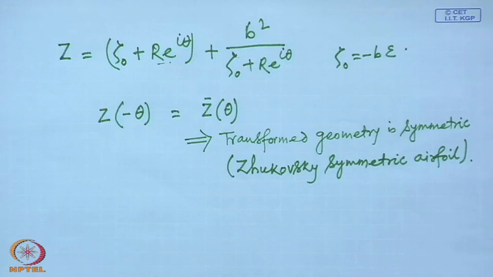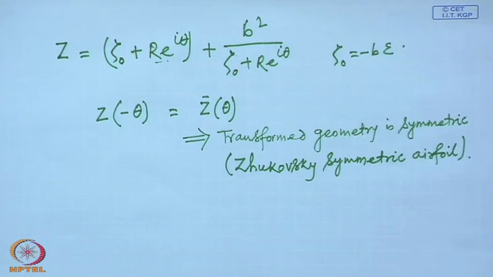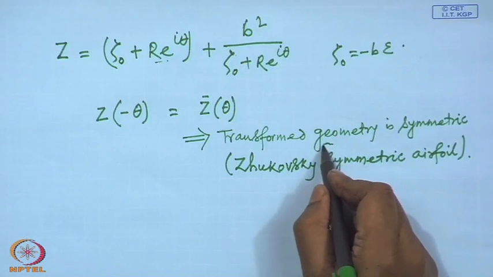See, this also you can very easily see from the approximate relation x equal to 2 b cos theta, y equal to 2 b epsilon (1 minus cos theta) sin theta. You can see that for theta and minus theta, the y values are simply plus and minus. The transformed geometry is symmetric about the x axis, symmetric about the real axis.